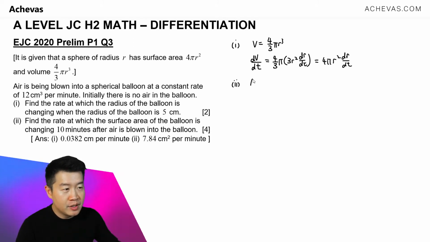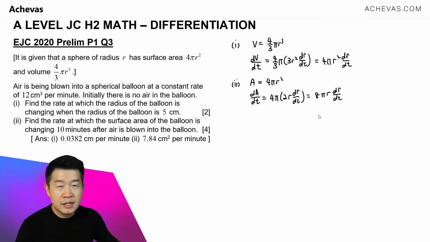So for the surface area, I'm going to let it be A. A is equal to 4πr². To get the rate of change equation that involves A, I'm going to differentiate this equation with respect to t, which gives me a dA/dt. And on the right-hand side, differentiating with respect to t, I will have a 4π·2r dr/dt. So this is equal to 8πr dr/dt.